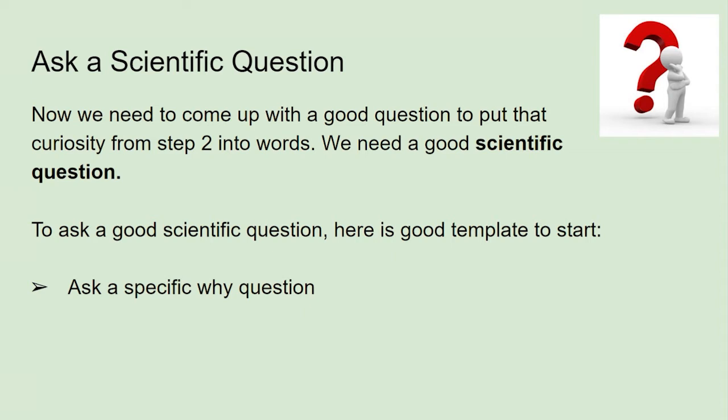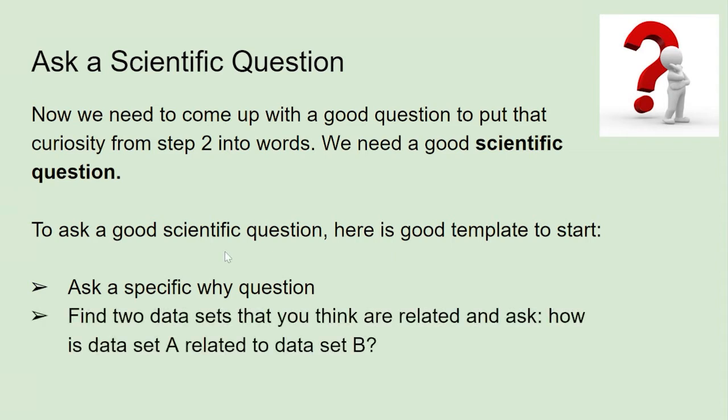Another way to write a question is to find two data sets that we think are related. Ask, how is data set A related to data set B? These types of questions are important because there's a lot of relationships in earth science. Everything is connected. A lot of phenomena are connected to each other in many ways, so asking these questions starts to look at these connections to better understand the overall phenomenon that we are interested in.